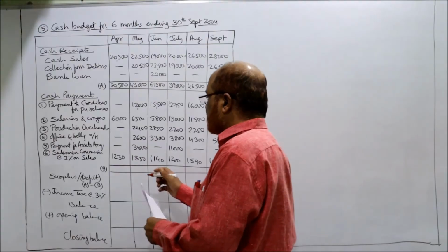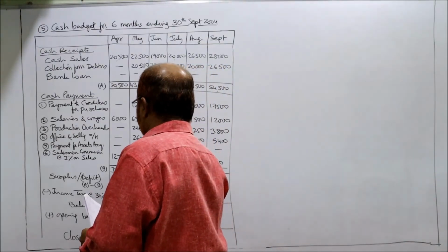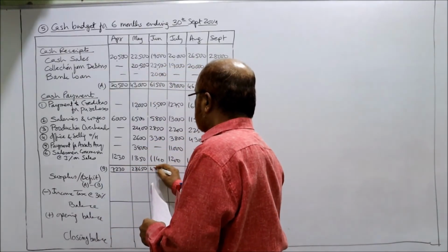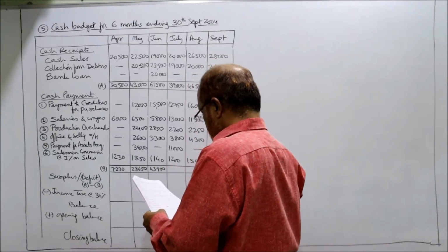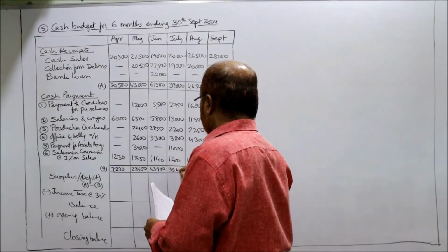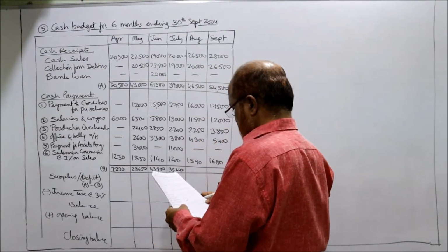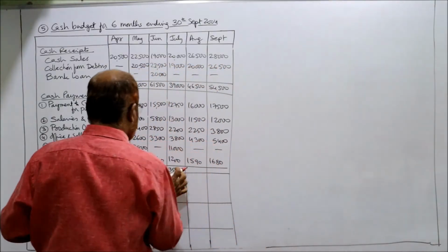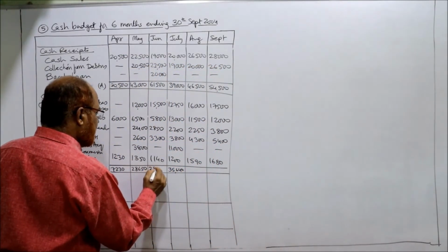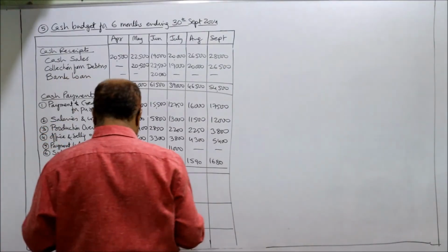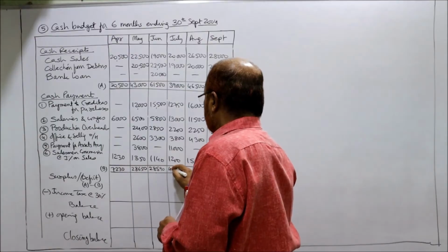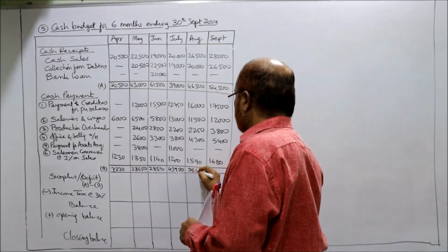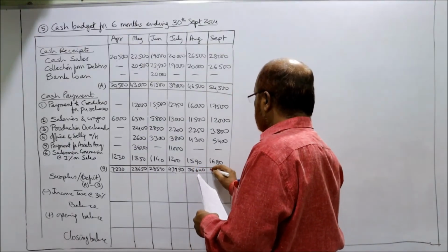Now we add up the total: 7,230. Next one 28,650. Next one 43,950. Then 35,640. Next one is 7,230, 28,650. Again 28,590. Then we have 43,950. Next one is 35,640. Last one is 40,380.